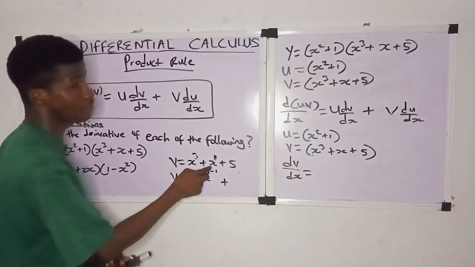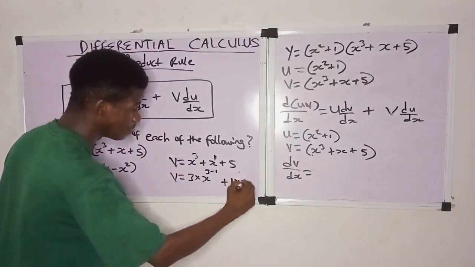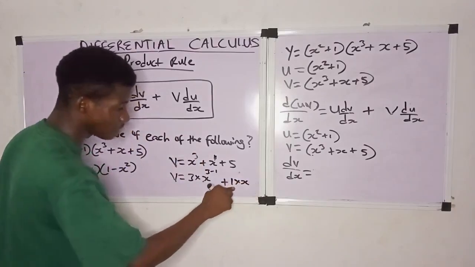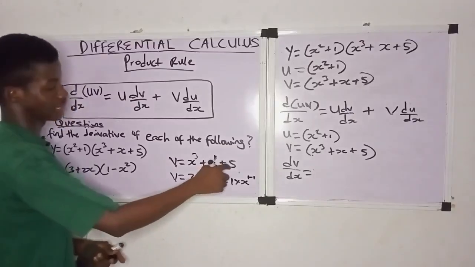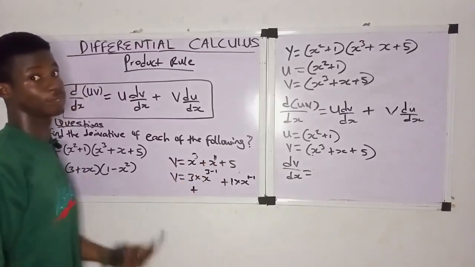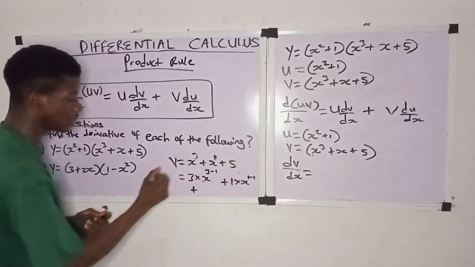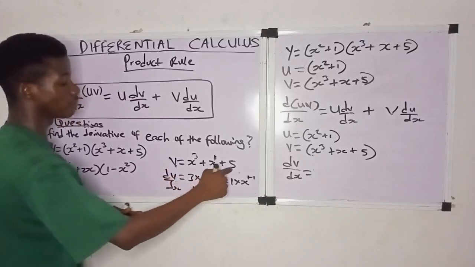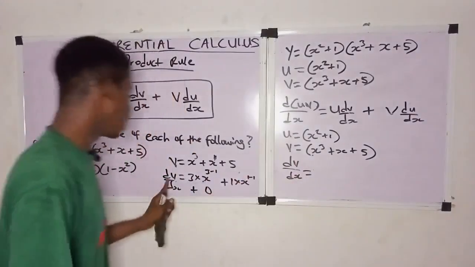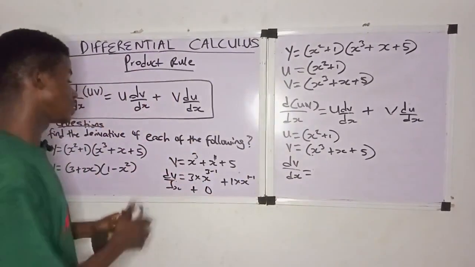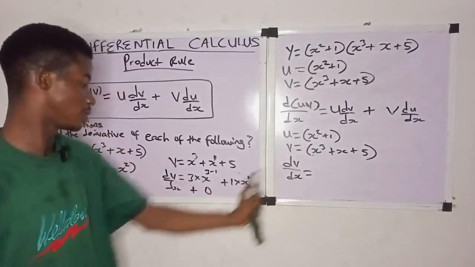According to the power rule, you multiply the variable by the power, then subtract 1 from the power. Then plus 5. Now this is a constant. How is it a constant? Because it does not carry a variable, it does not carry S. So the derivative of a constant is 0.